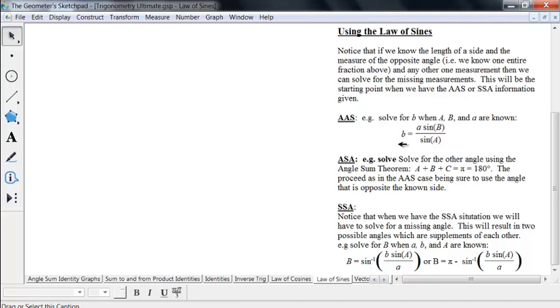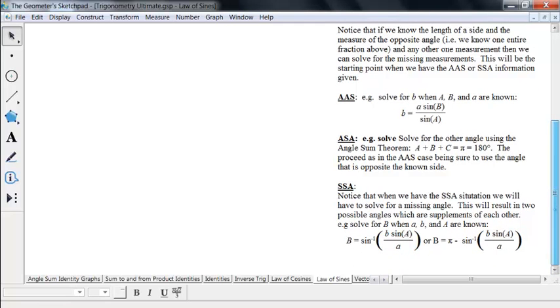Now what if we start with the angle-side-angle situation? What we can use is the angle sum theorem: A plus B plus C equals pi radians, or 180 degrees. Use that to find the third angle, and now we're back in the angle-angle-side position, because then we will have an angle and a side opposite each other that's known, and we can solve for one of the missing sides. Finally, you can solve for the final side using either law of sines or law of cosines.